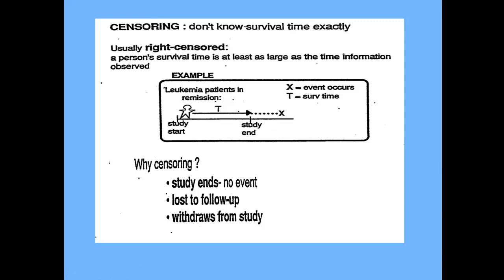And that could happen if they survived the whole study, or it could happen if the study ends in no event. That's what I just said. It could happen if they're lost to follow-up before the study ends. If they're lost to follow-up before the study ends, then their true survival time is longer than what you've observed. If they withdrew from the study before the study ends, their survival time is longer than what you observed. So that's right censoring. And that's what typically happens, but it's not the only kind of censoring.